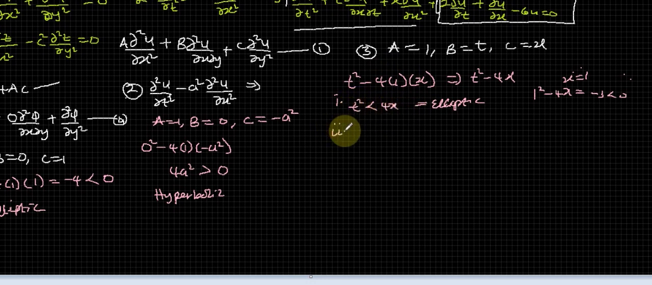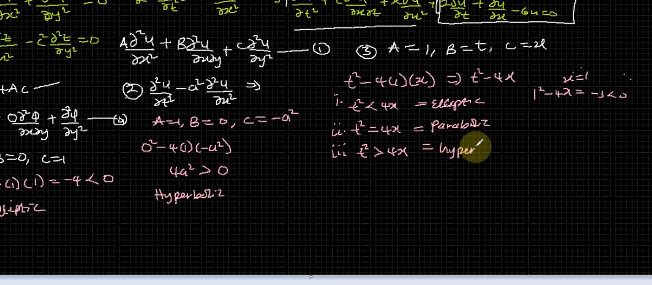The second condition here is that for this equation to be parabolic, t² should be equal to 4x. For this partial differential equation to be parabolic, t² must be equal to 4x. So what will make it hyperbolic? For it to be hyperbolic, it means t² must be greater than 4x. That is what will make it hyperbolic.